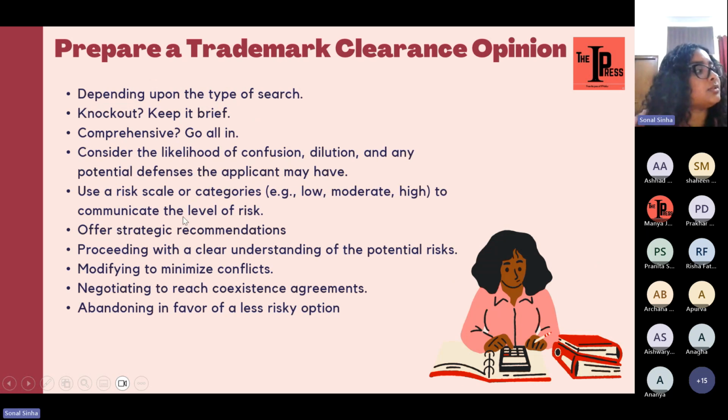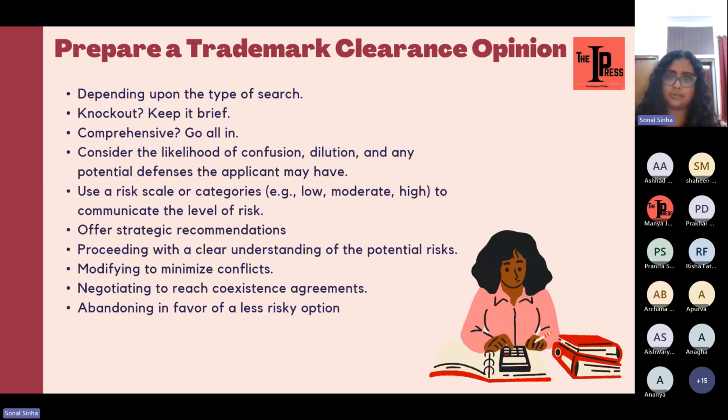Now, once you're done with all of that, you prepare a trademark clearance opinion. Now the intensity of your opinion again depends upon the type of search, right? So if you are conducting a knockout search, you will keep it very brief. A line or two is enough. Or if your client is paying you a little bit, then you can attach your PDF or just give them a paragraph of an opinion, because the client wants to save time and money, and you also want to save your time and money. So keep it simple.